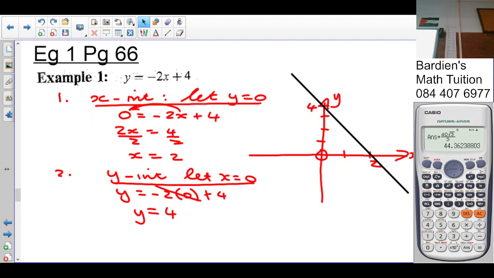Don't understand? Let's do another one. What's the gradient of this graph? What's your m value? Negative 2. What is your c value? Plus 4. But you also said c is what? C is also your y-intercept. And what's your y-intercept here? 4. Can you see that, people? The gradient is negative, so the graph is going down. What did you say down is? Decreasing. Okay. Let's do another one. Still writing.